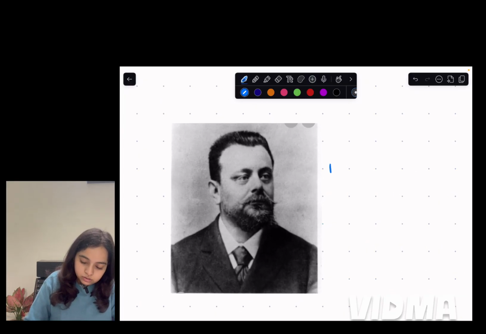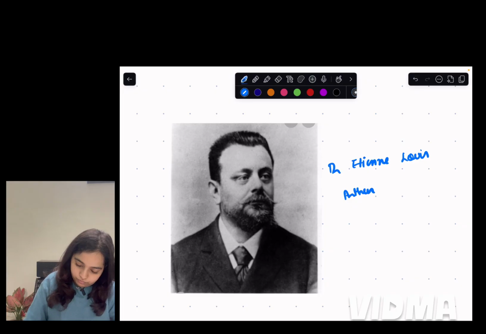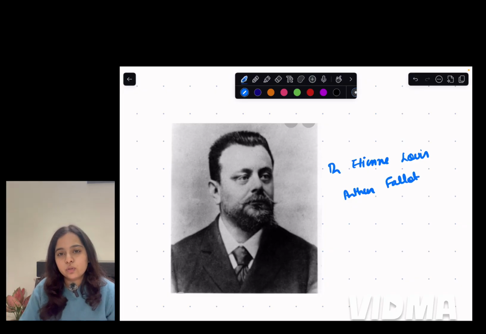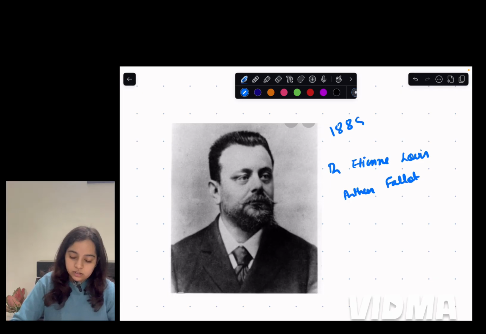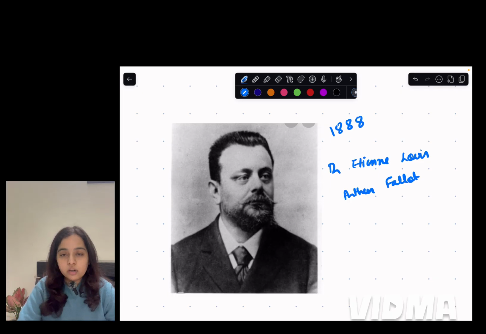He is a French physician, Doctor Etienne Louis Arthur Fallot. Now, in the 1600s, there used to be children who would cry and turn blue. No one knew the cause of them turning blue, so it was just called blue baby syndrome. In 1888, Etienne Louis Arthur Fallot first described the four components common among all those children who would turn blue. So we call that tetralogy of Fallot, right?